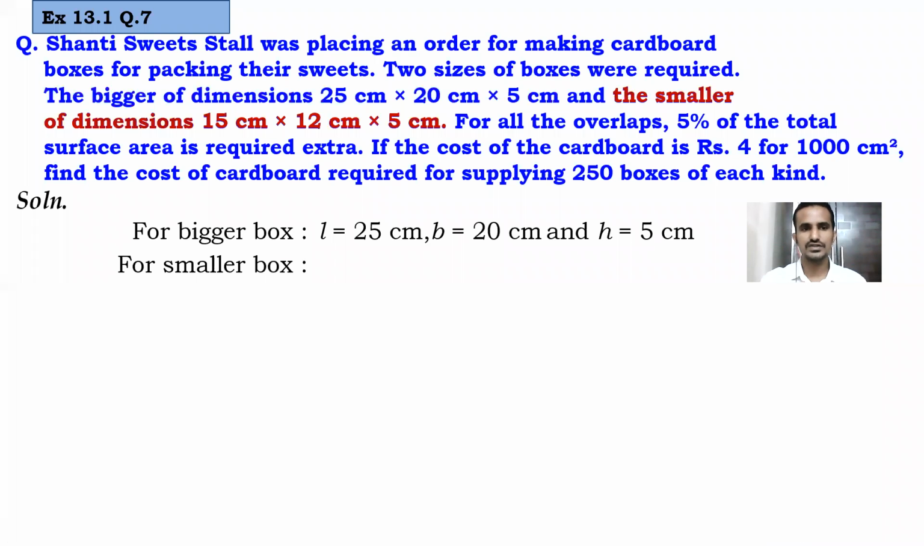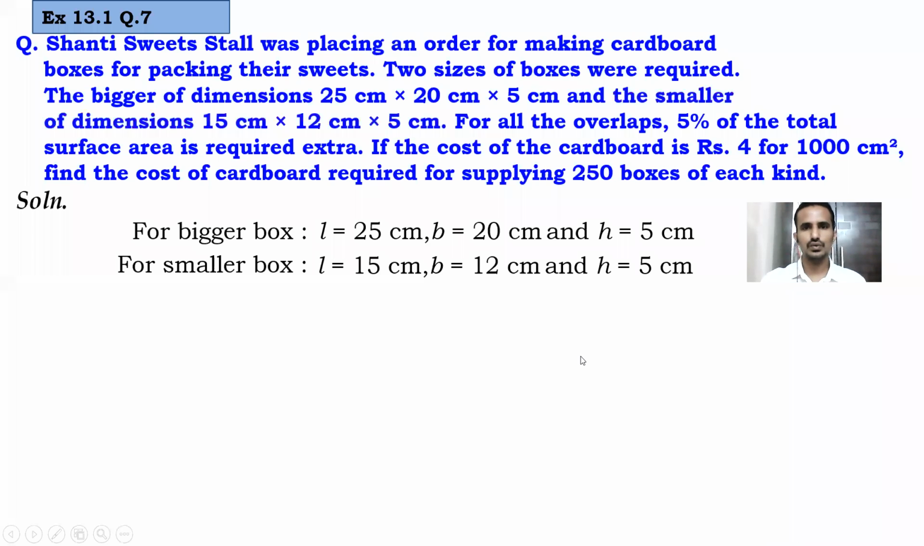For the other box, which is the smaller one, we'll note it down too. For the smaller one, the length is 15, the breadth is 12, and the height is 5 centimeters. So there are two different types of boxes and they will have different dimensions. For the smaller box, L is 15 centimeter, B is 12 centimeter, and H is 5 centimeter.